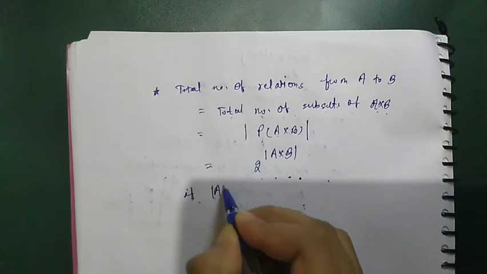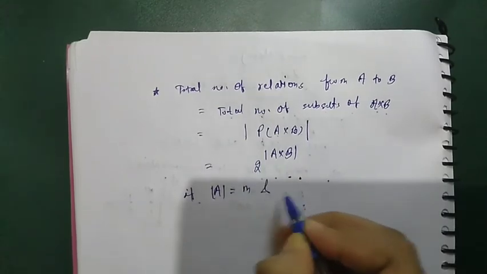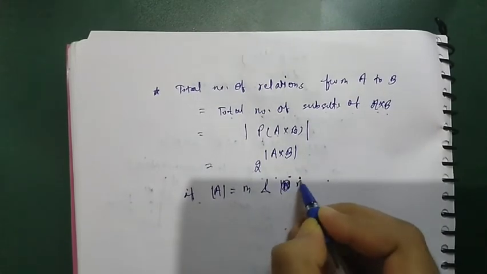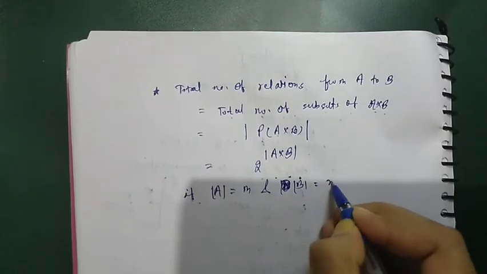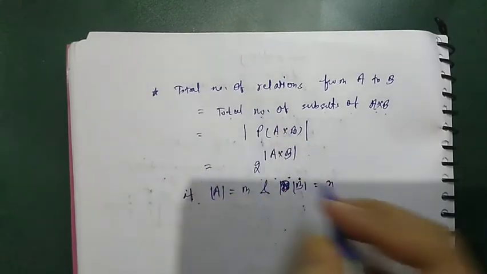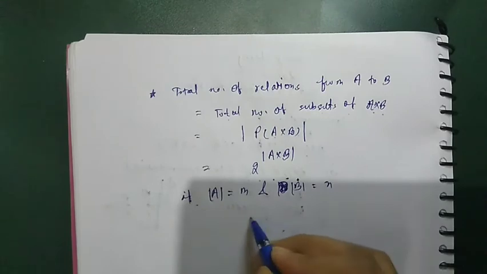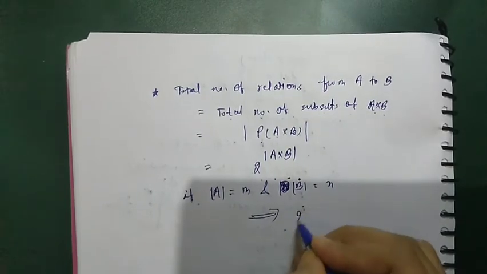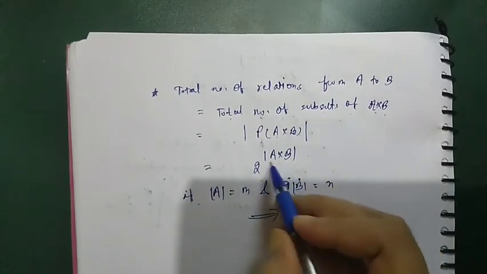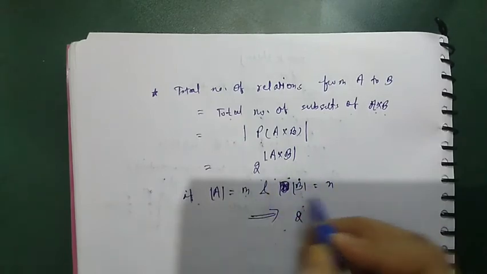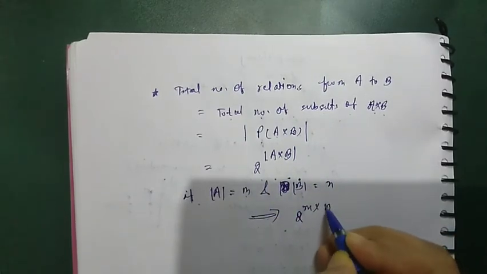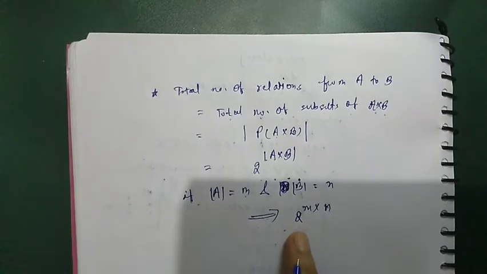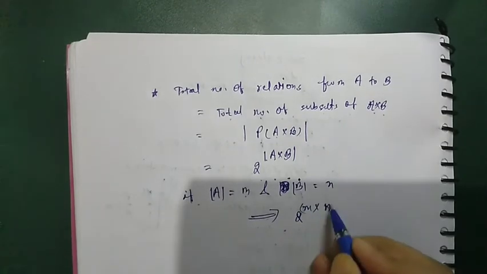So if the cardinality of A is M and the cardinality of the other set B is N, then the total number of relations from A to B will be equal to 2 to the power of the cardinality of A cross B, which is equal to M times N. So it will be equal to 2 to the power M times N.